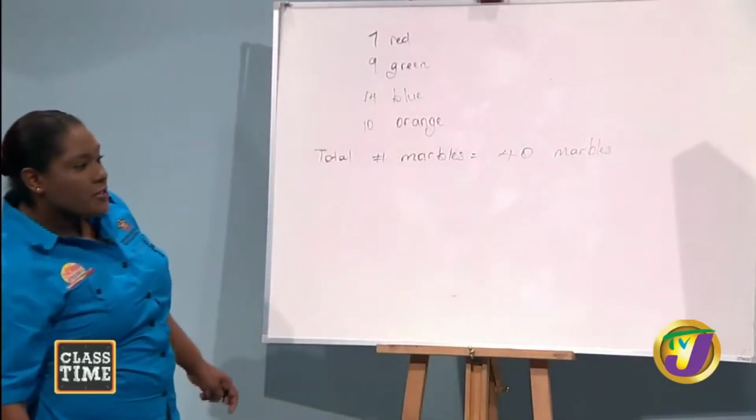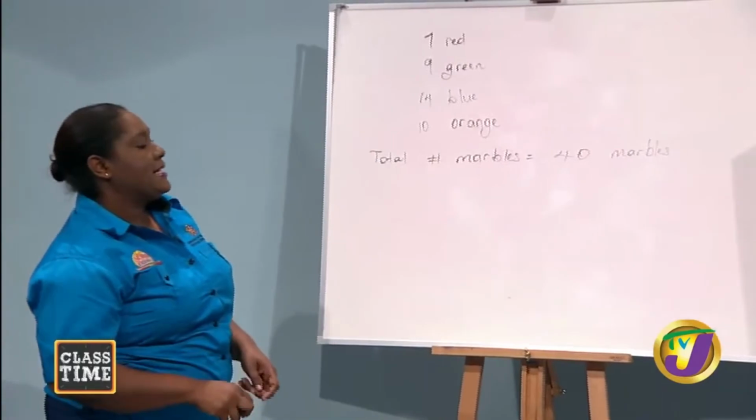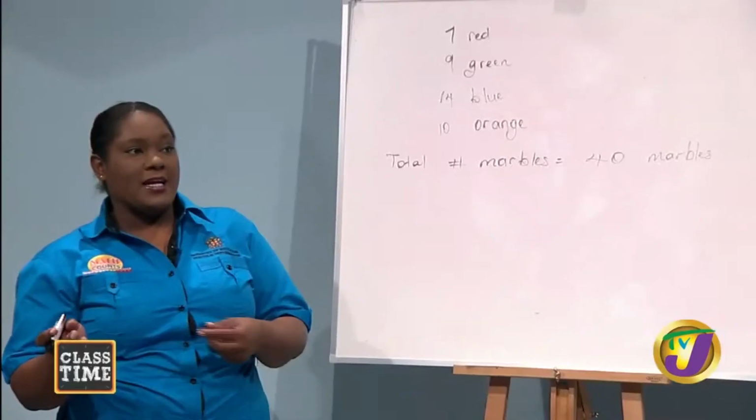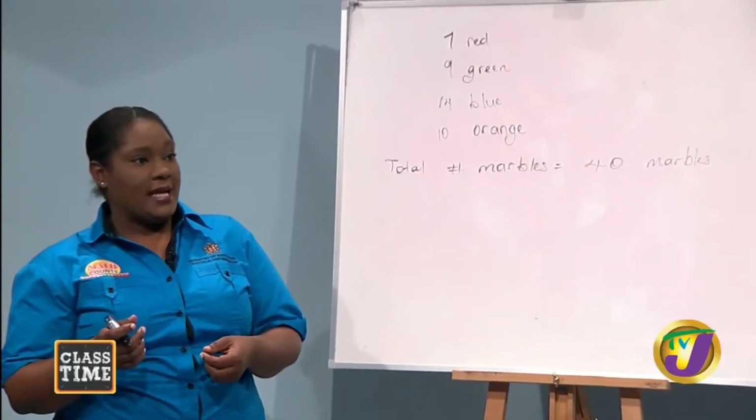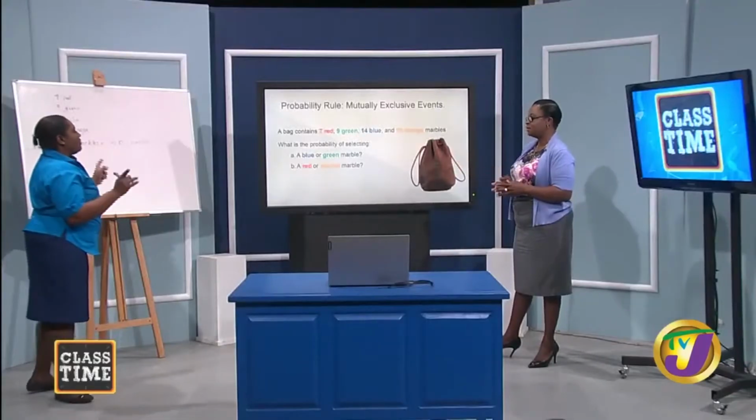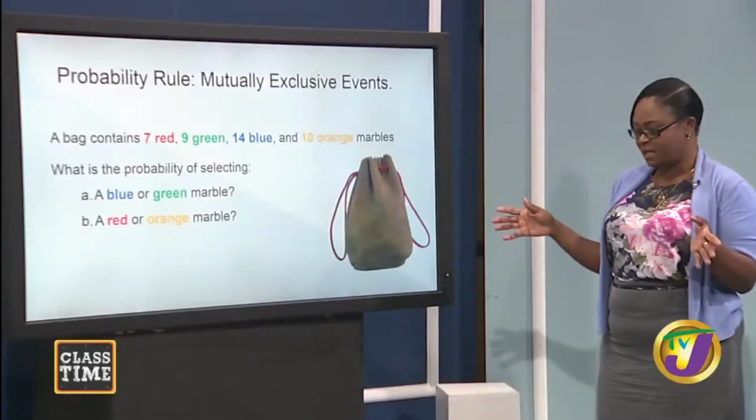Now, the first question wants us to find the probability that we are selecting a blue or a green marble. Can we have a marble that's blue and green at the same time? Not in this case. So what kind of event are we dealing with? Two mutually exclusive events.